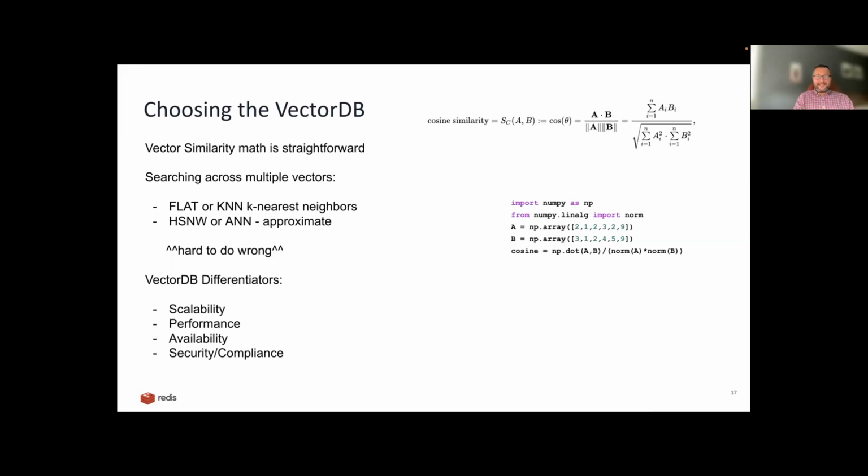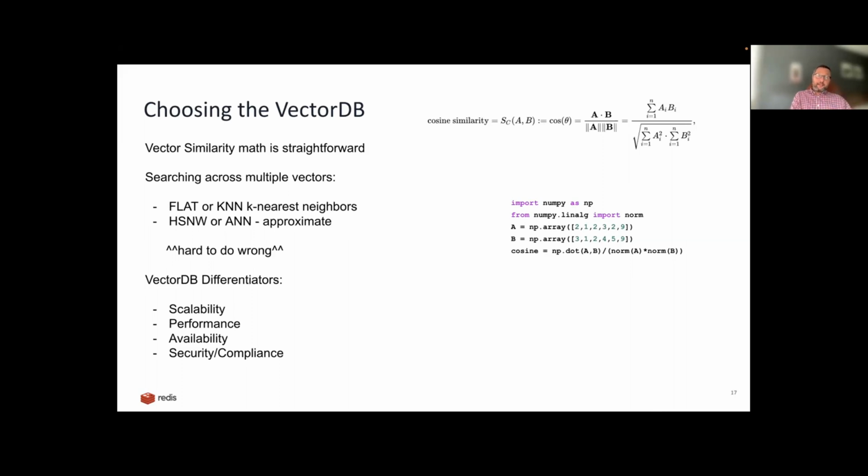If you're doing that at scale and you have a really large number of vectors to compare, you need to introduce some concept of indexing. And again, there are well-known algorithms published, KNN, K nearest neighbor, or ANN, approximate nearest neighbor. And it's hard to do wrong. If you cannot implement these algorithms, you probably should not be in software business at all.